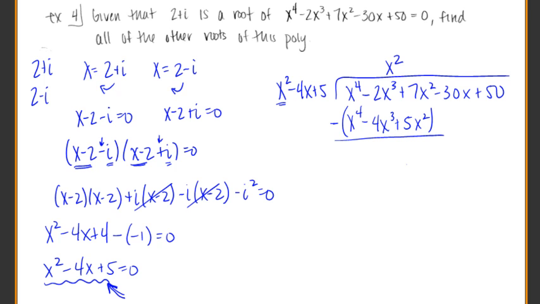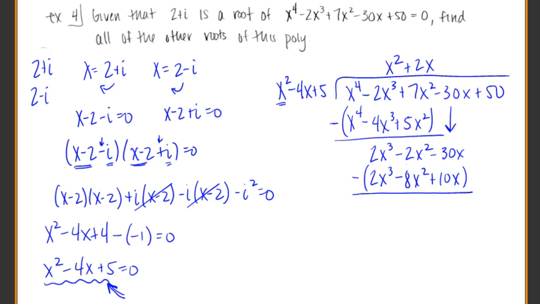x to the fourth minus x to the fourth is 0. And negative 2 plus 4 is 2x cubed. 3 minus 5 is a negative 2x squared. And bring down the negative 30x. Okay, so start the whole process again. x squared into 2x cubed is a positive 2x. So 2x to all three parts would be 2x cubed minus 8x squared plus 10x. Put that all in parentheses and subtract.